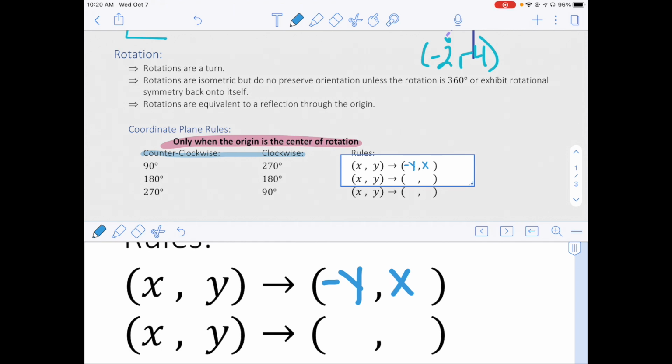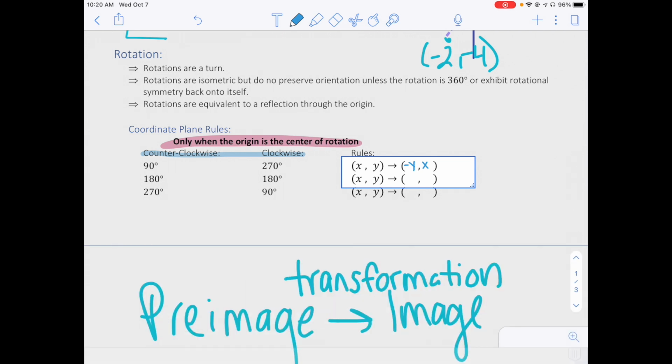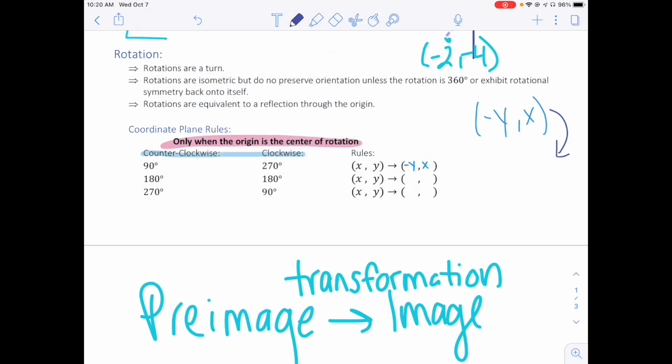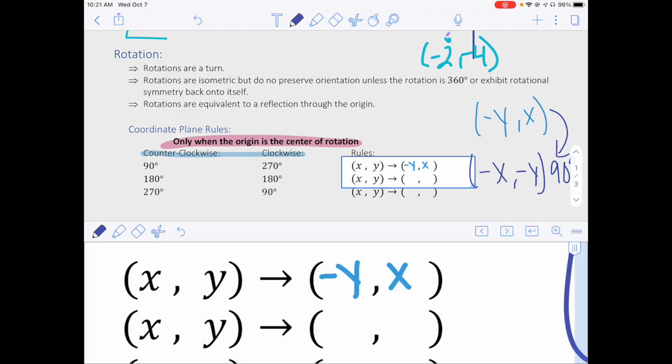So I can use this 90-degree rule to build the rest of my coordinates. If I'm starting with negative y, x, and I apply another 90-degree rotation, I'm going to use the same rule. Negative y, x, they'll change locations, and what was in my y is now negative. So 90 plus 90 is 180 degrees. Your new coordinates are negative x, negative y. From beginning to end, they stay in the same location. Both of the signs change. But from a 90 to a 180, they switch locations, and what was in your y value changes signs.